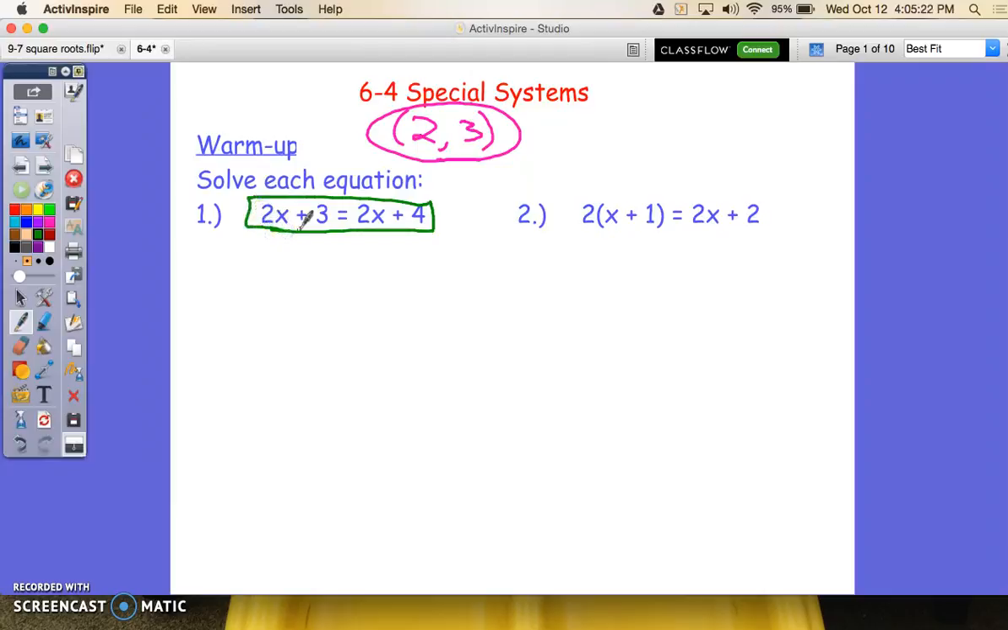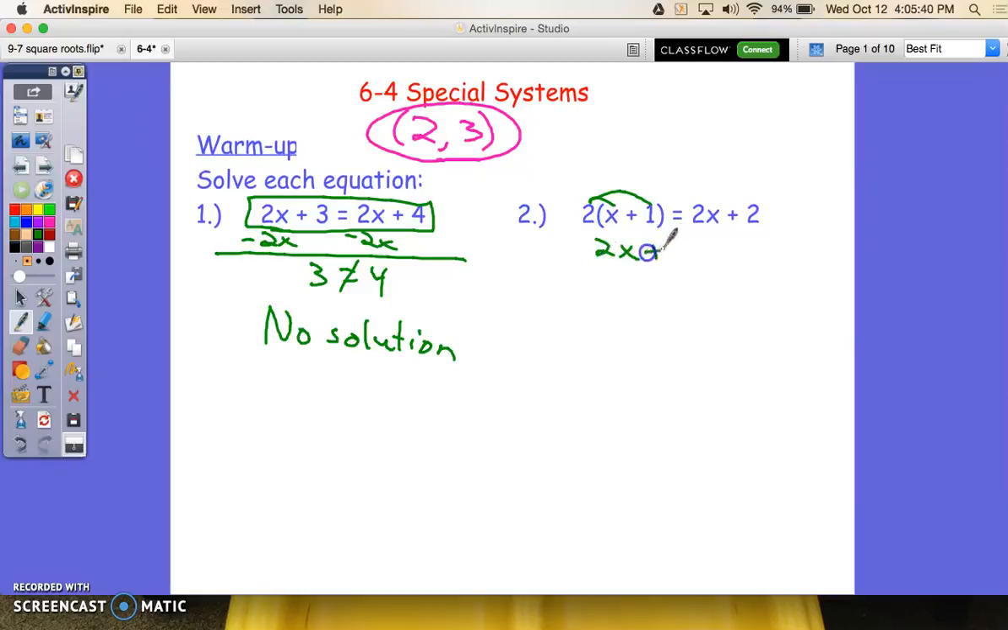This goes back to section 2.4. If you can't realize right from the get-go that this solution is no solution, then you could go ahead and do a little bit of algebra. You would see that 3 does not equal 4, therefore we would have no solution. In a problem like number 2, we would go ahead and distribute the 2. We would get 2x plus 2 equals 2x plus 2. This becomes infinitely many, or the all real number symbol, because anything I plug in for x will equal both sides. Or it will make both sides true.